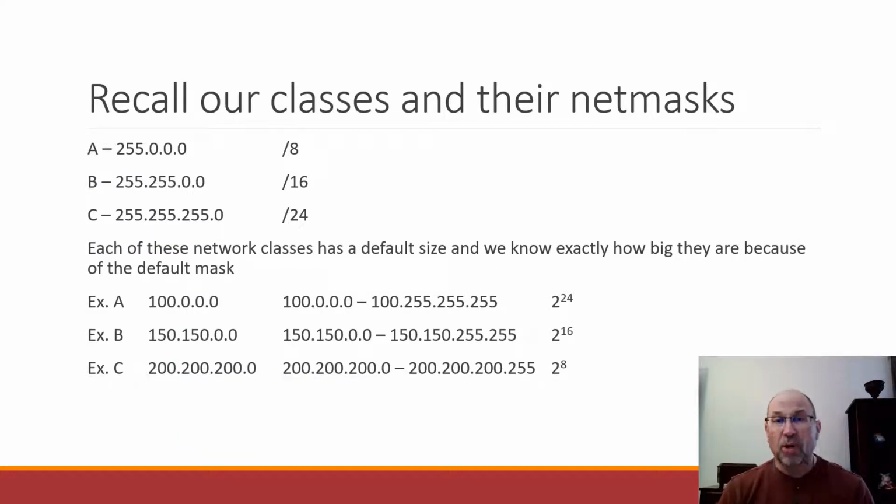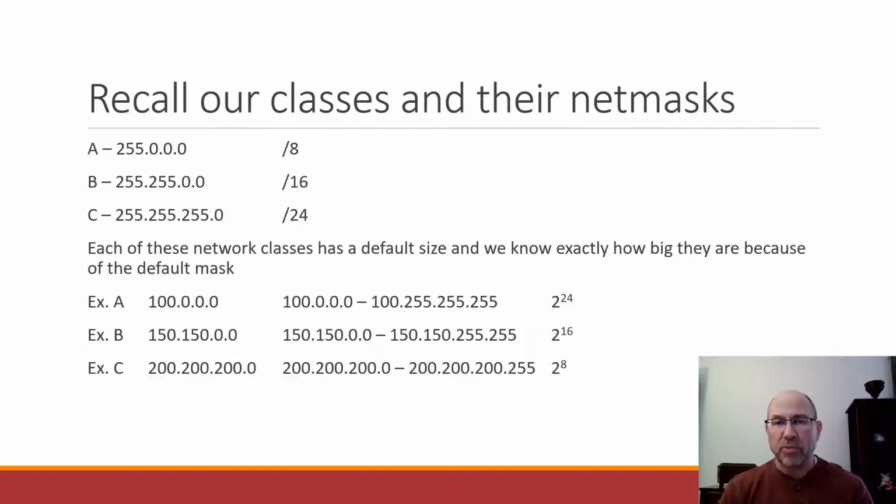So if we go back to our original classes of address, we remember that class A's have a 255.0.0.0, class B's have a 255.255.0.0, class C's have a 255.255.255.0, and the CIDR notation /8, /16, and /24 respectively. All right, now those default masks give us the size of each of our classes of network. No matter what network you're talking about, if it has that particular mask, you know exactly how big the network is.